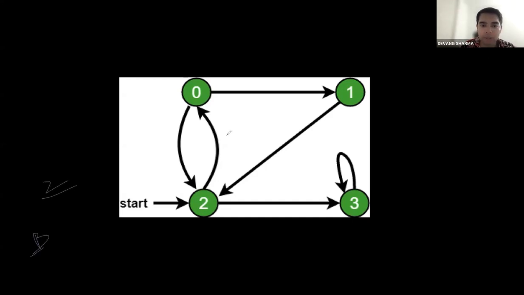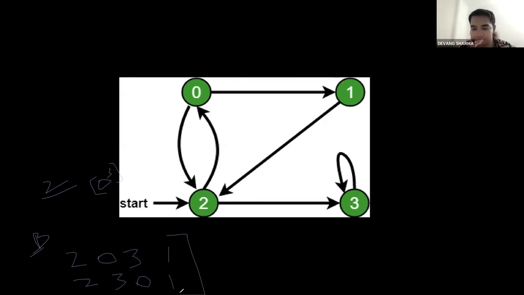Okay, BFS. What are the directly connected vertices with 2? Quickly in the chat, guys. 0 and 3. So 0 and 3. If I cover this 0 and 3 in any order, that will become BFS. So 2, 0, 3, 1, or 2, 3, 0, 1. Both will qualify for BFS, breadth first search.